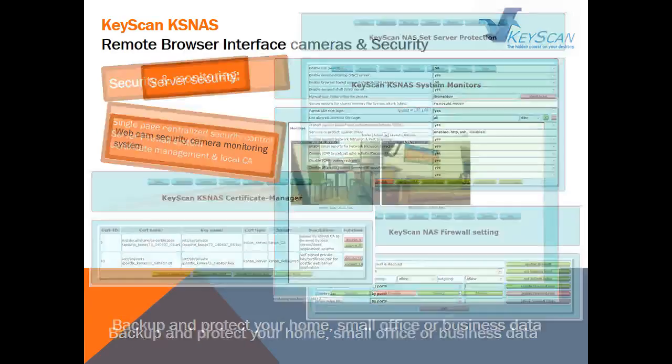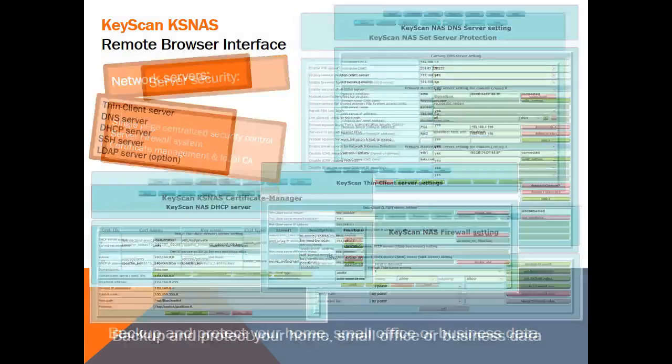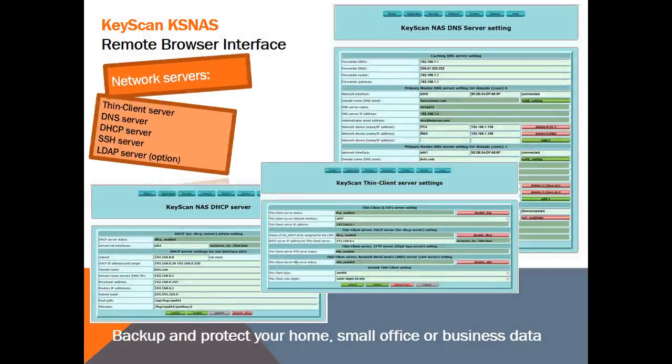The KSNAS server is equipped with advanced server security options with a single web page control system to get you a concentrated view of the security settings. You may activate the KSNAS server local firewall for additional server protection. You may use the built-in Certificate Manager and Certificate Authority. We can activate a variety of available network servers such as DHCP, DNS, Thin Client, SSH, and more.